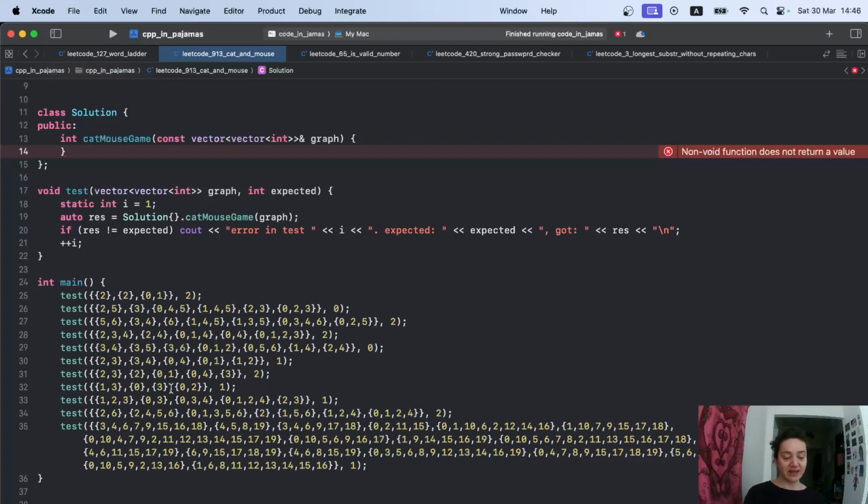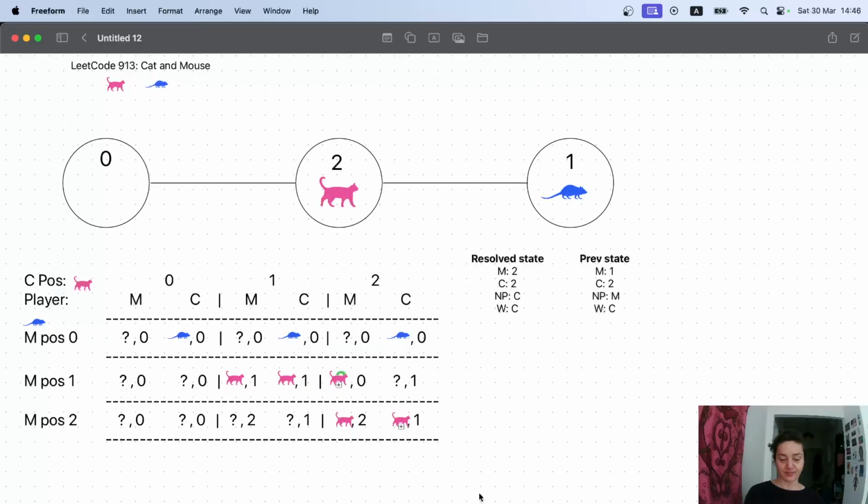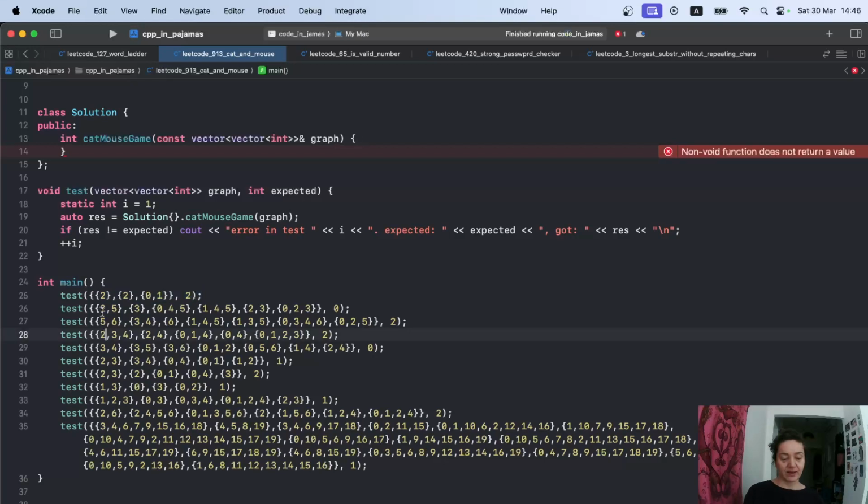Here we have a main with some test cases. I'm calling the function test. This we're going to run together after writing the code. Node 0 has just one adjacency, 2. Node 1 has just one adjacency, 2. Node 2 has 2 adjacencies, 0 and 1, and it's the cat win. I promised we'll talk about it, so we will have a breakpoint and we'll run this after writing the code.